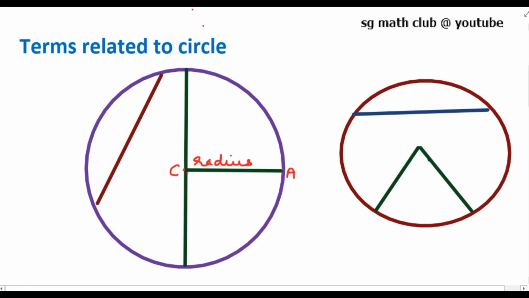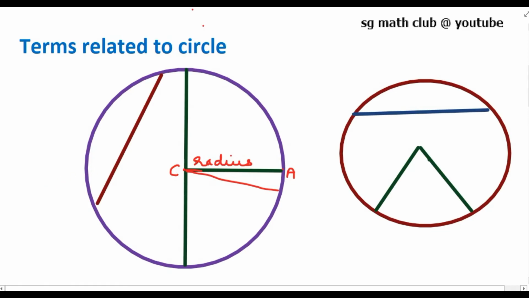You can have infinite number of radii for a circle. You can draw any number of radii for the circle. I can draw like this also. Infinite radii you can draw for a circle, but the measurement will be the same. For any one circle, the measurement of the radius will remain the same.